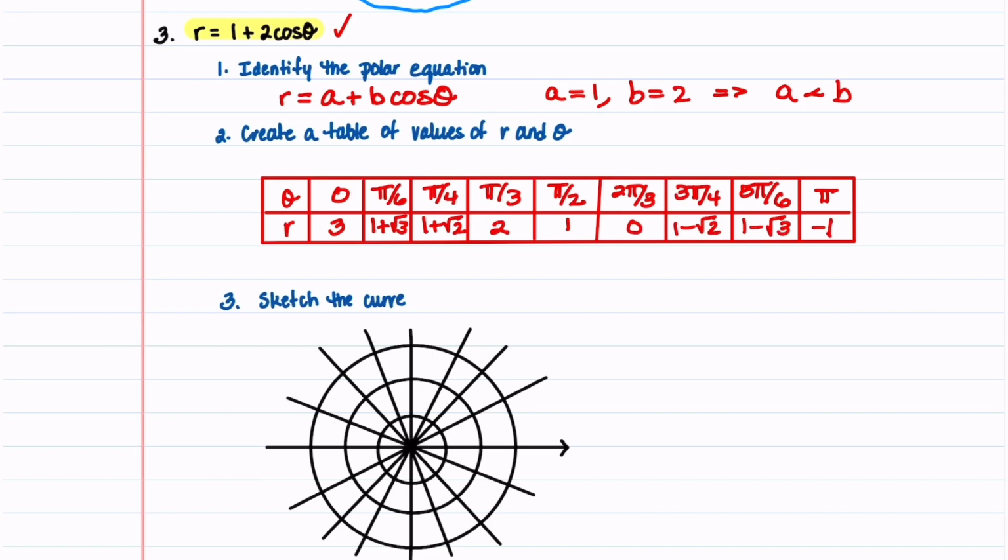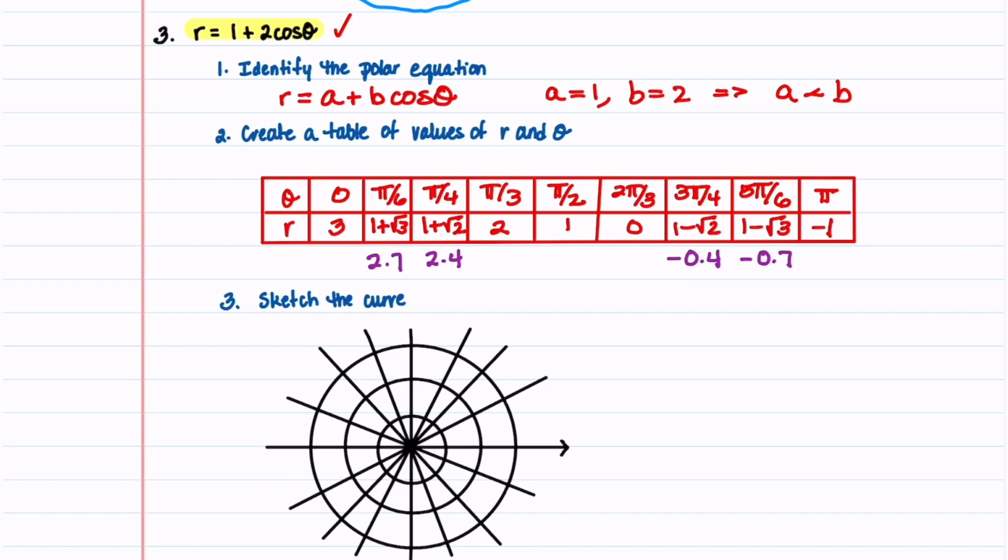1 plus root 3 is about 2.7. 1 plus root 2 is approximately 2.4. 1 minus root 2 is minus 0.4. And lastly, 1 minus root 3 is minus 0.7. Great. Now we get to sketch the curve.